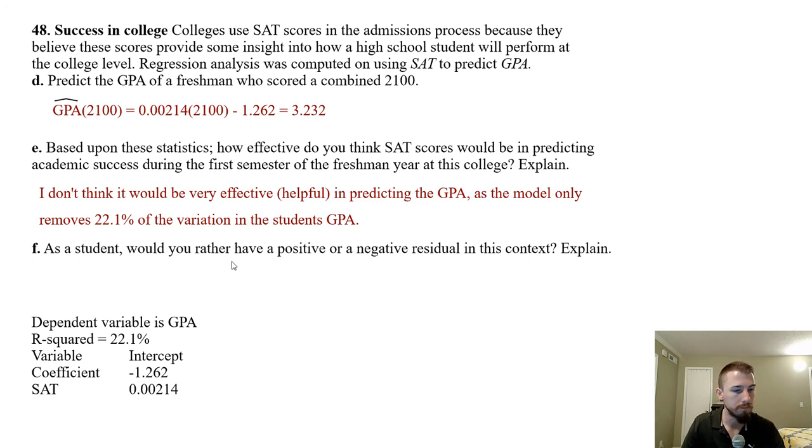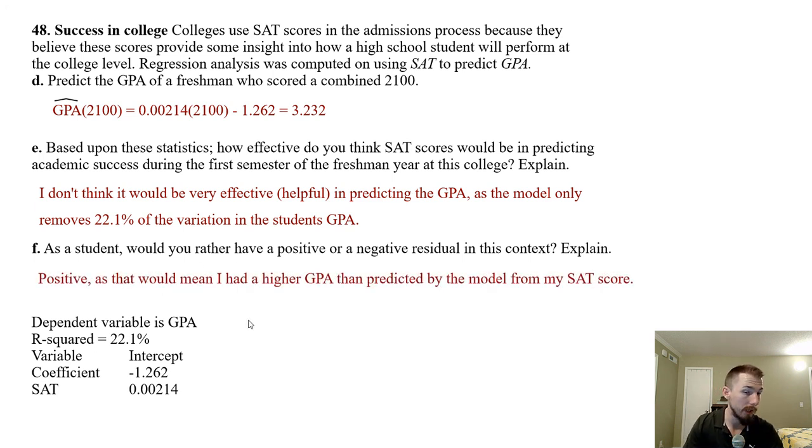I don't know. As a student, would you prefer to have a positive or negative residual in the context? So with residuals, would you rather have a higher response variable than expected or a lower response variable than expected? The response variable is GPA. I would rather have a higher GPA than what my SAT would suggest. So I'd rather have a positive. That would mean that I had a higher GPA than predicted by the model from my SAT score.